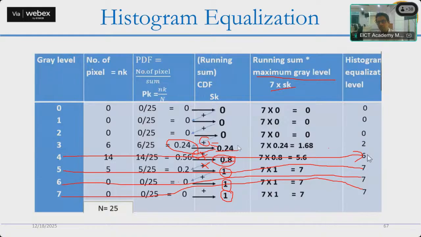So what operation? One operation is clear: you have to multiply with 7. Once you apply the 7, the values will go up to nearby 7. And thereafter you need to do a round off, round off to the nearest integer value. 1.68 becomes 2, 5.6 becomes 6, and 7, 7, etc. This is it, so we have done it. So what will be the new histogram, the new image? Whatever gray levels were there earlier will be replaced by these values.